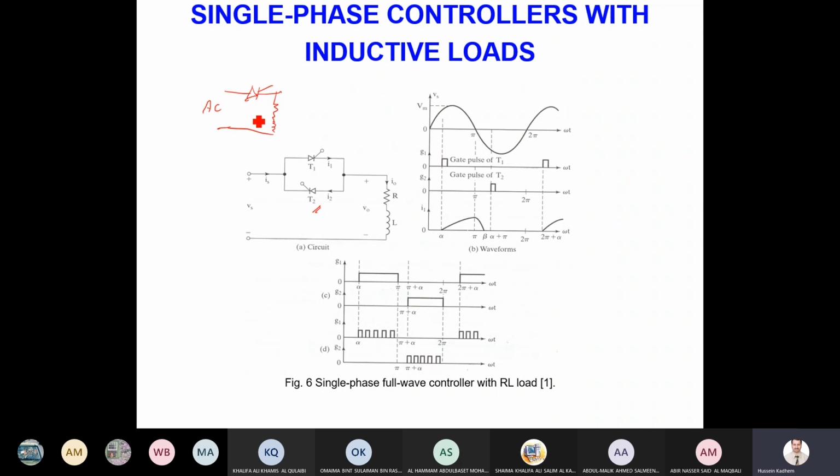Are you there? I need an answer for this question. Here AC, here thyristor. The output will be like this, let me say. What do we call this circuit? What is the output here? Is it AC or DC? What do we call this circuit?